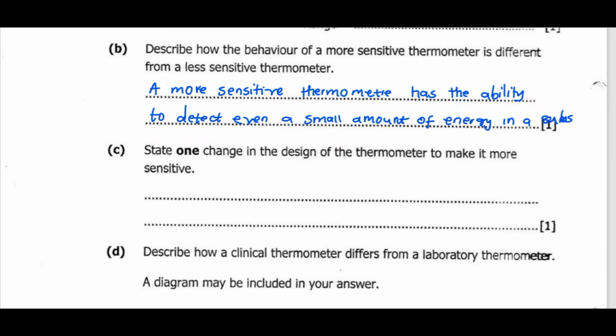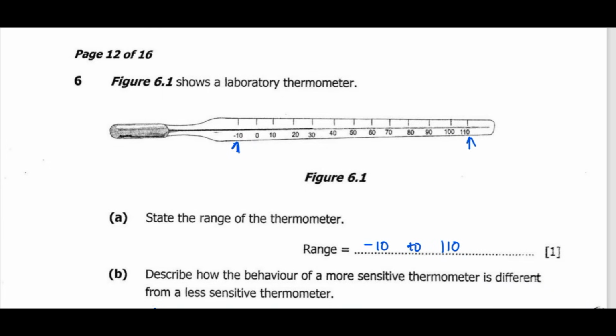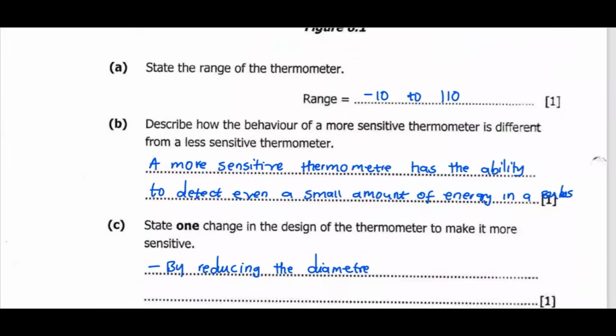So state one change in the design of the thermometer to make it more sensitive. So by reducing the diameter of the glass bulb. Whenever the diameter is reduced, heat is easy to penetrate. If we know that this is our diameter, so let's say we make it like this, so we can see that it's easy for heat to hit the liquid inside for it to expand.